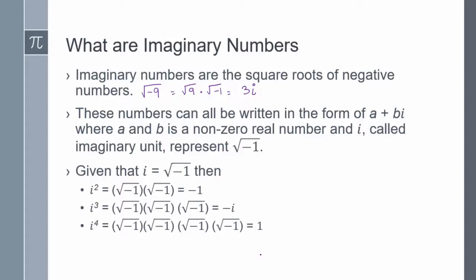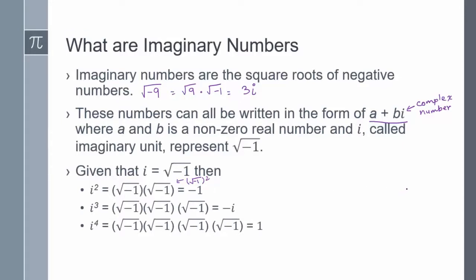These numbers can all be written in the form a plus bi, where a plus bi is called a complex number. a and b are real numbers, and i is the imaginary unit and represents the square root of negative 1. Given that i is equal to the square root of negative 1, then i squared is the square root of negative 1 times the square root of negative 1. When I multiply them, I end up with the square root of negative 1 squared, and the square root and the square cancel each other out and just leave me with negative 1.